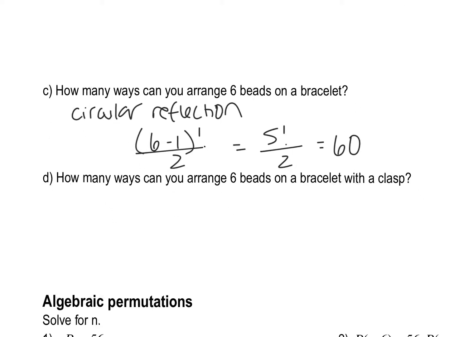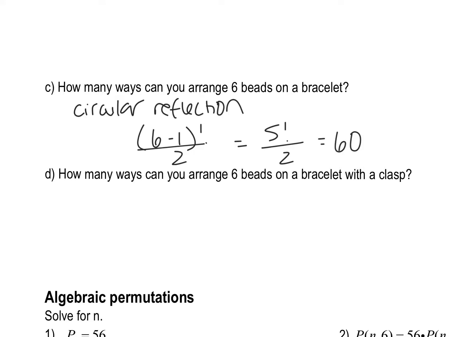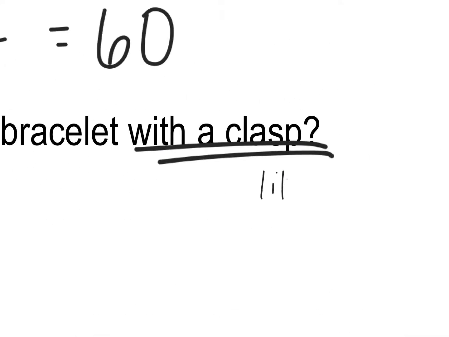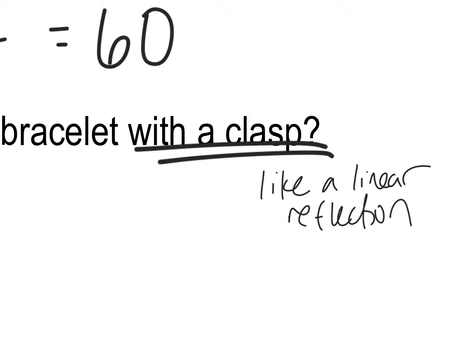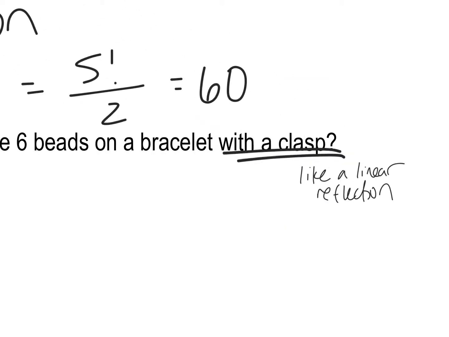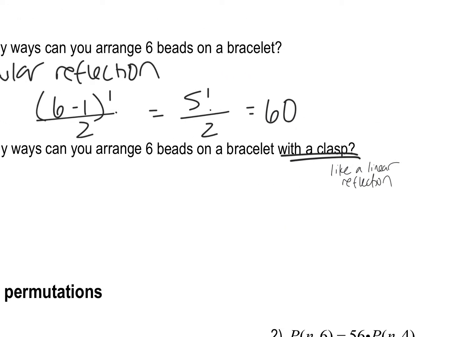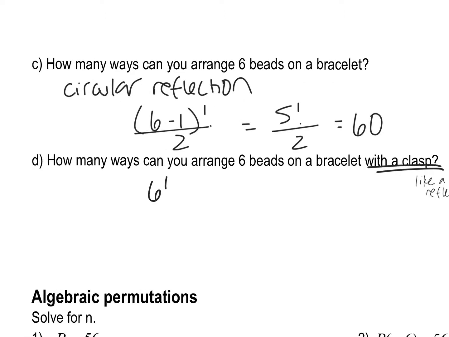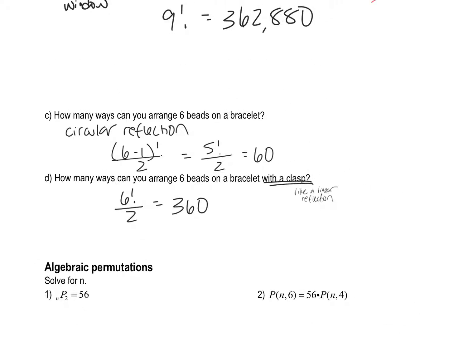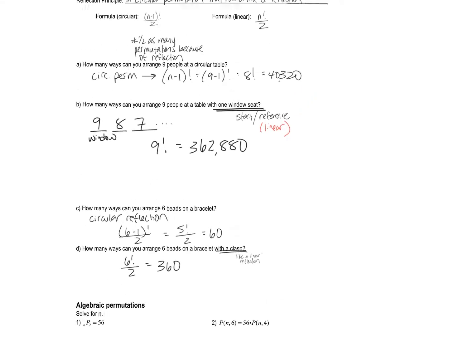Okay, and then almost the exact same equation. How many ways can you arrange 6 beads on a bracelet with a clasp? This makes it like a linear reflection. When you have a clasp, that means you have a starting point, okay? So the formula for that is just 6 factorial over 2, which gives you 360 ways.